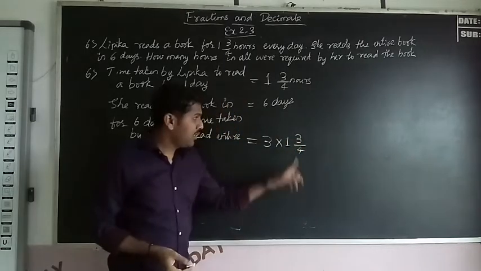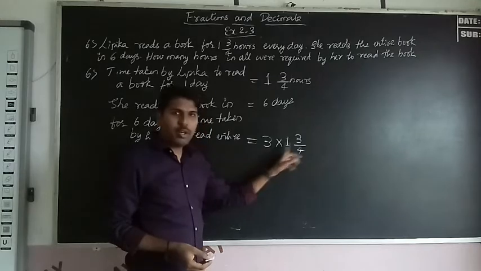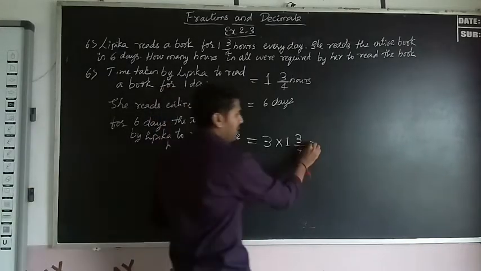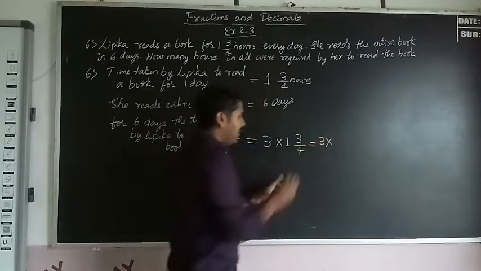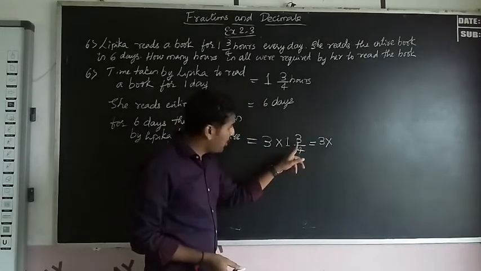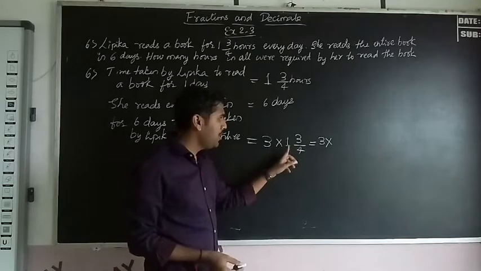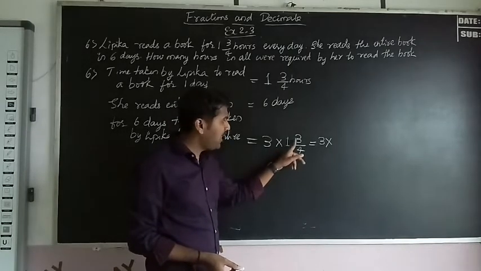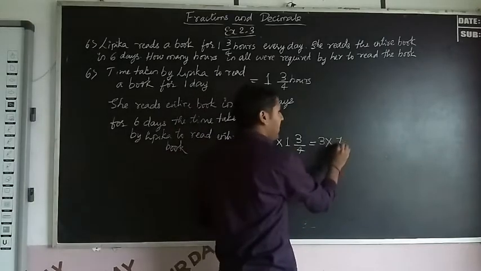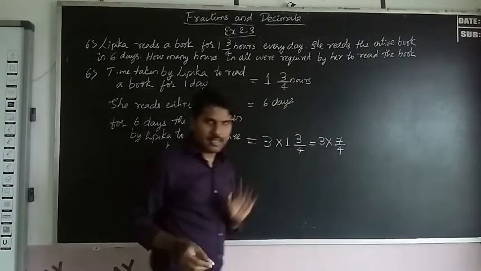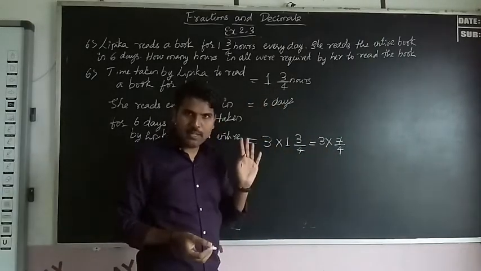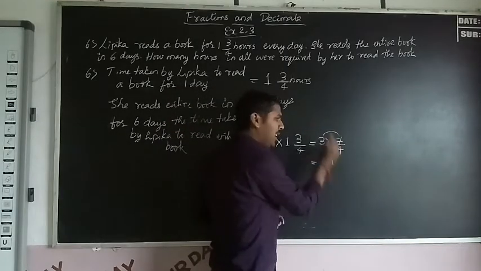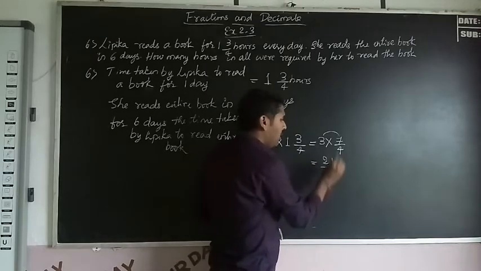So if it is a multiplication of a whole number and a mixed fraction, first convert it into an improper fraction. So how to convert mixed to improper? Just multiply the denominator by the whole number and add the numerator. 4 into 1 is 4, 4 plus 3 is 7. That is 7 by 4. Now here is cancellation possible? No. That means just multiply 3 into 7, 21 by 4 hours.